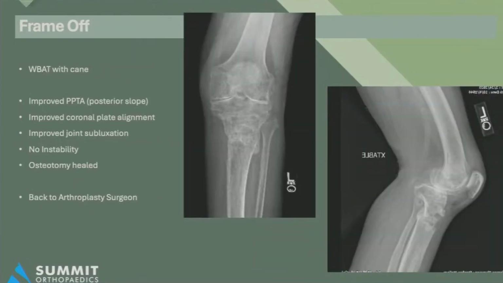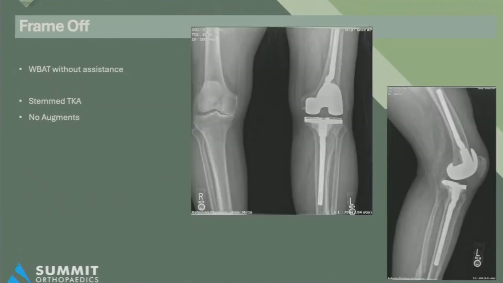So after the frame was off, tenuous bone growth, but that would continue to consolidate. And so we sent him back to his arthroplasty surgeon who did a stemmed but relatively straightforward total knee arthroplasty. So no infection, no augments, a simple stem to protect things, but he's back walking and now needs a total knee on his contralateral side.